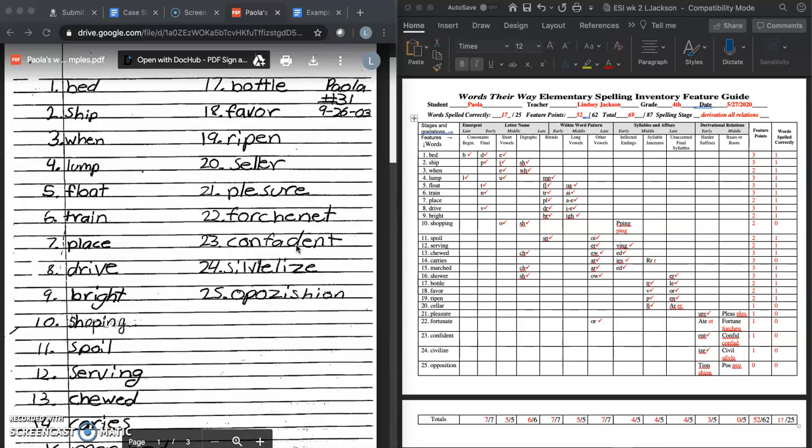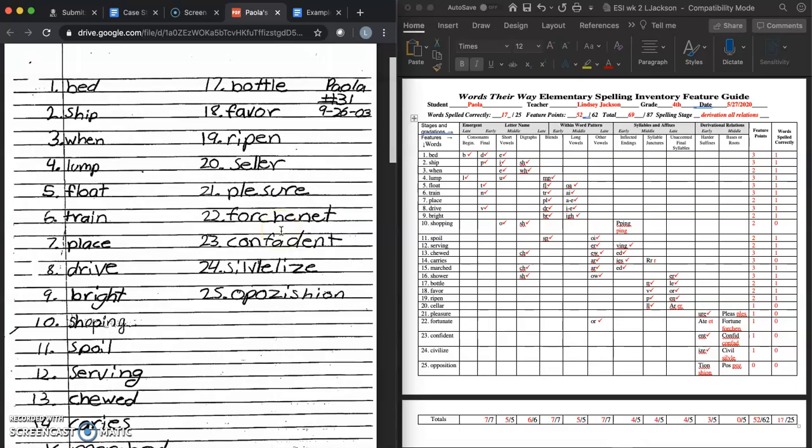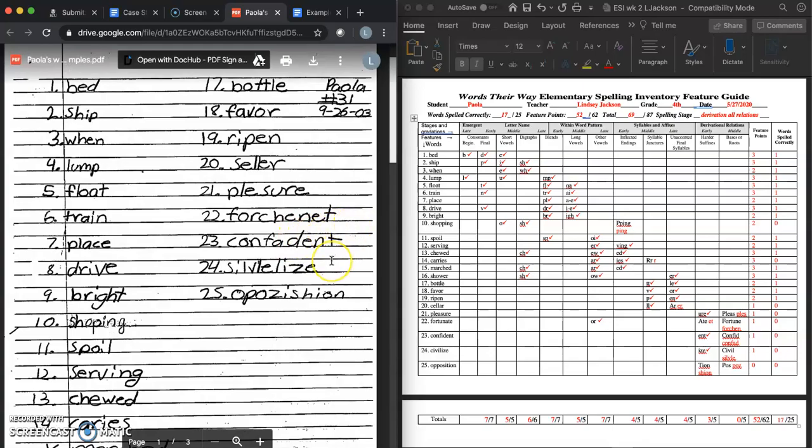There are also additional letters that she adds in, like for fortunate. She wrote F-O-R-C-H-E-N-E-T. I noticed that these common repeated errors with vowels show that Paula is considered a within word pattern speller who would definitely benefit and grow from the study of vowel patterns and additional practice, of course.